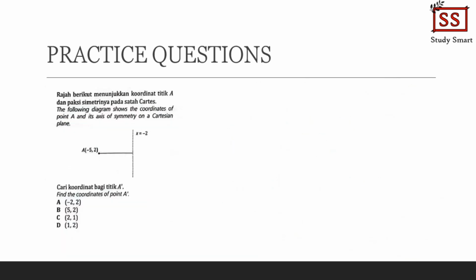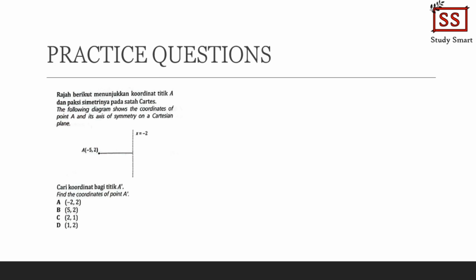Okay, students, let's move into some kind of tricky question. More tricky question involving finding the distance of 2 points. Okay, question 3. They are telling that the following diagram shows the coordinates of point A and its axis of symmetry on a Cartesian plane.